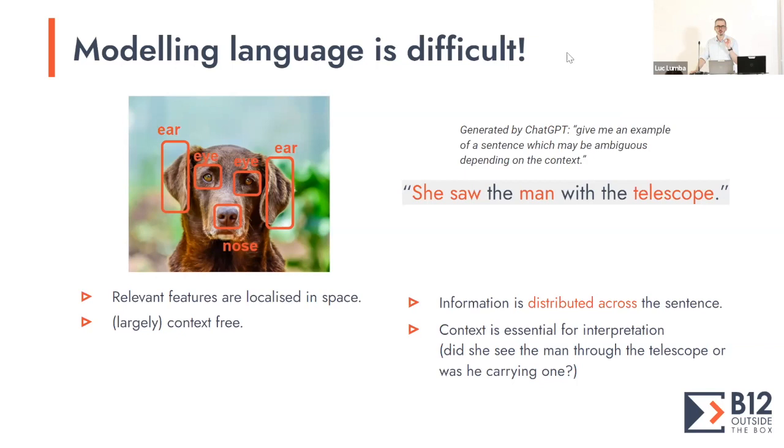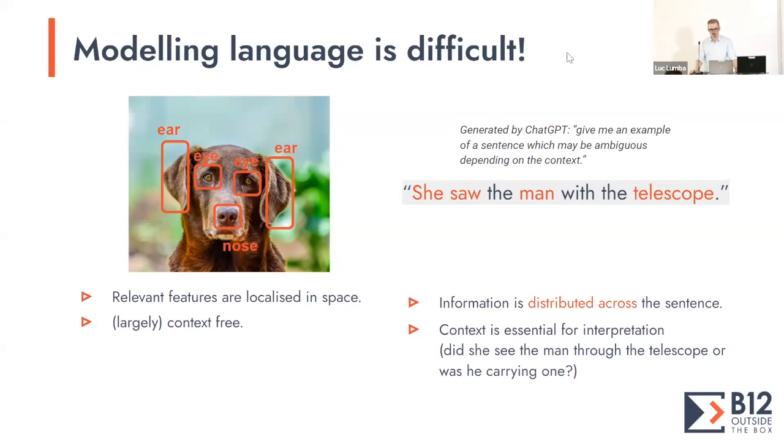Language is different. Language is a lot more context dependent. And the information about relevant features in a sentence or a paragraph is usually spread out, so it's completely delocalized. You can see an example of this here.